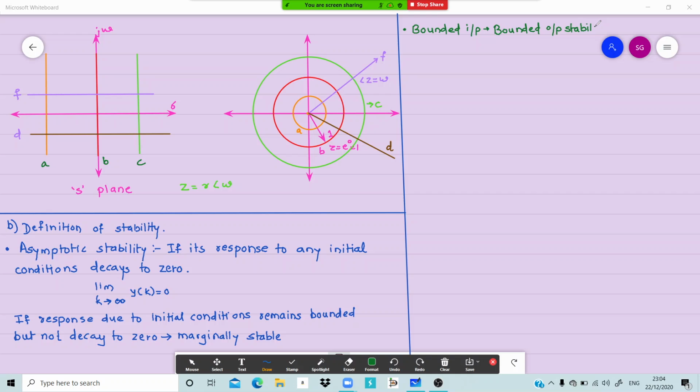Now, bounded input, bounded output stability means that when the input given is bounded, the output should also be bounded. A system is said to be BIBO stable if its response to any bounded input remains bounded. That is very clear from the name itself. When the input is bounded, the output of the system should be bounded, and that condition should be satisfied by the system.